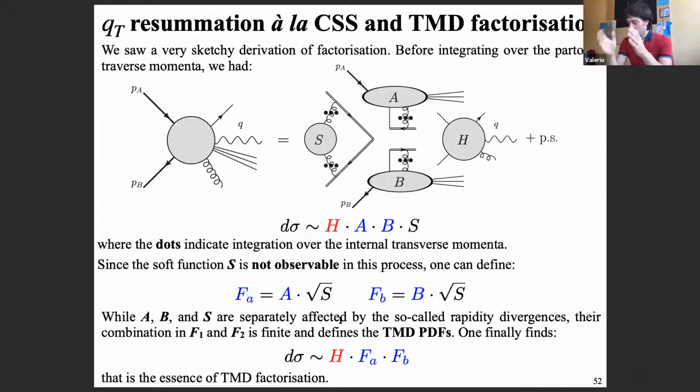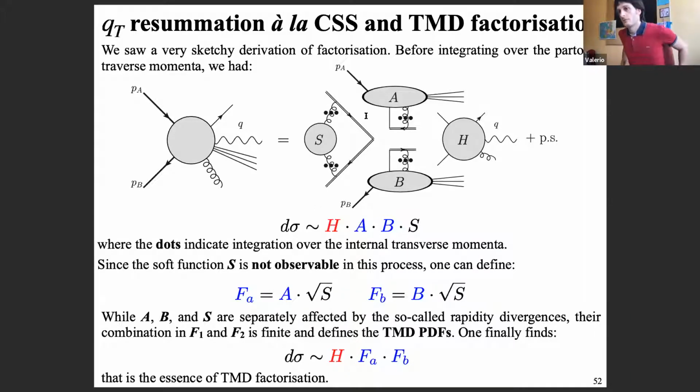So now what I would like to do is to bridge QT resummation a la CSS, what we have just seen starting from the idea, the reasoning of Parisi and Petronzio, to TMD factorization. TMD factorization is something that can be opposed to collinear factorization. It's something that in some respect is perhaps more general, but I would like to try to show you that TMD factorization essentially does the very same thing as QT resummation. We have seen a very sketchy proof of factorization.